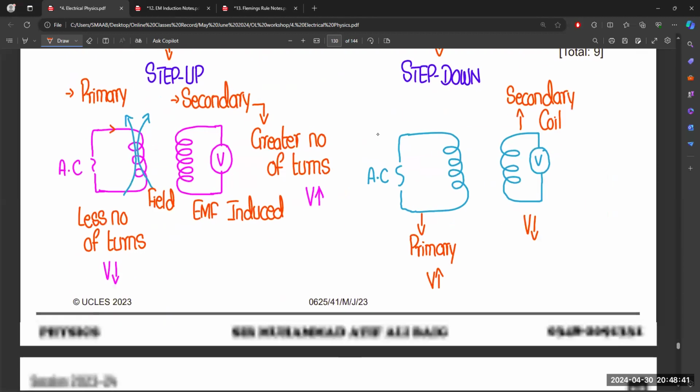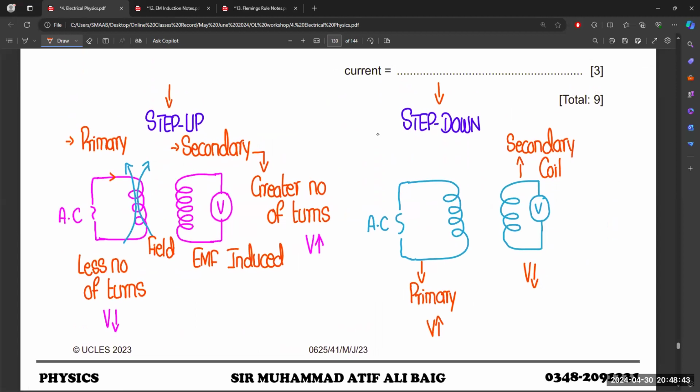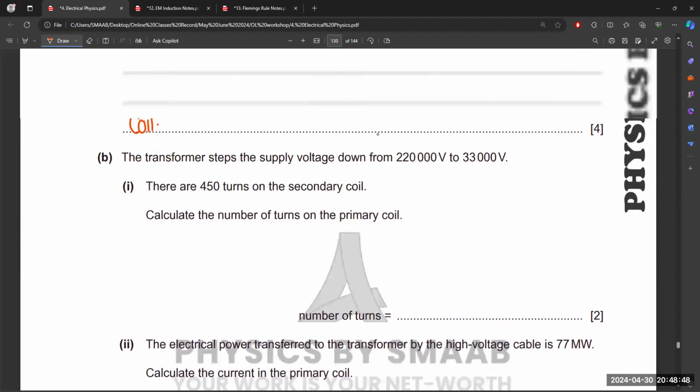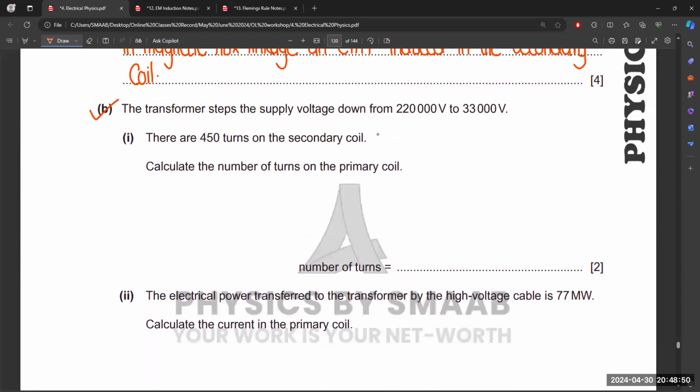And let's suppose we talk about the number of turns in part B. The transformer steps the supply voltage down. So we are using a step down, and you can see the initial value is highest, like 220,000 volt, and it decreases to 33,000 volt. So initial voltage is high and final voltage is less. So we are using a step down transformer, voltage is decreasing.